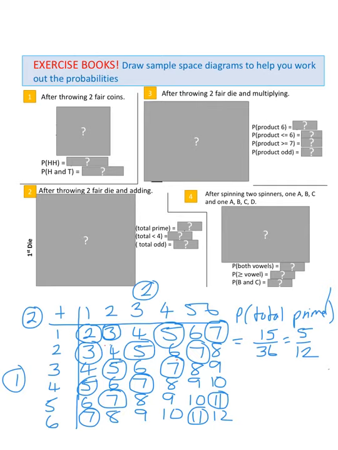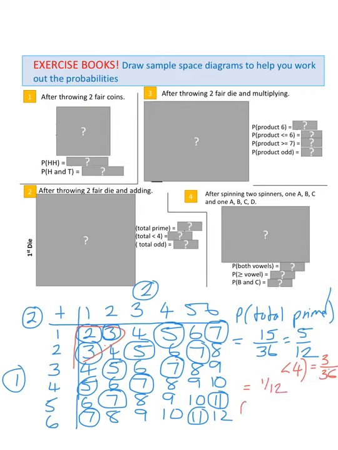For the second question, the total is less than 4. Total less than 4 is just these 3 numbers here. So the total less than 4 is going to be 3 out of 36, which simplifies down to 1/12.